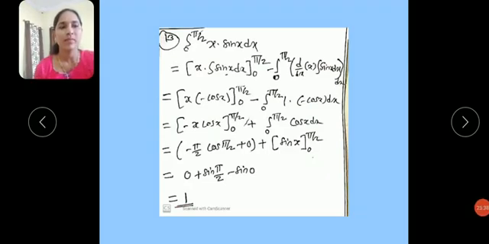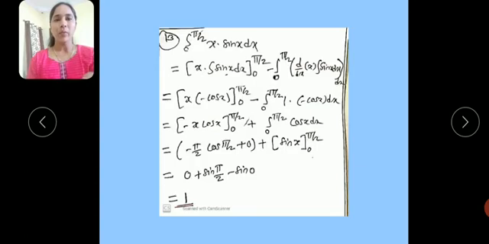Now see example number 13: integration from 0 to pi by 2 of x into sin x dx. In that example, the value of u is equal to x, and the value of v is equal to sin x. That is, using the rule of integration of u into v.